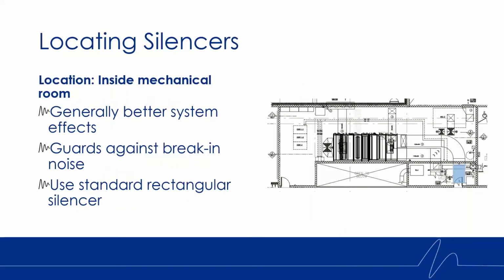So when it comes to locating these silencers on a system, the first recommendation is always on the inside of the mechanical room. Usually the system effects here are relatively good. It can guard against any sort of break-in noise, so there's a lot of mechanical loud equipment in this room. The silencer can clean that up if any of it has broken into the duct before it enters into the occupied space. And quite typically you can use a standard rectangular silencer here.